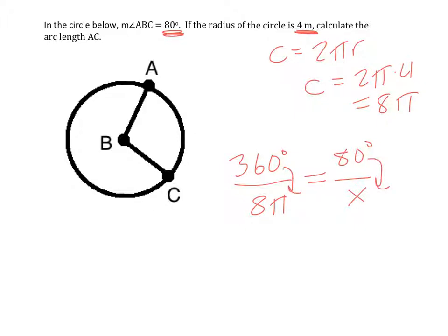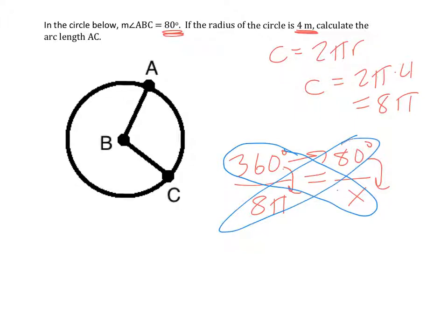And there are a few different ways to solve proportions. One way is, if you can find the way to get from 360 to 80, like divide by 2, divide by 3, you can just do it to both and get it. But a common way is to cross multiply and divide. So when we cross multiply, this times that equals 8 pi times 80. So we're going to say 360 times x equals 80 times 8 pi.